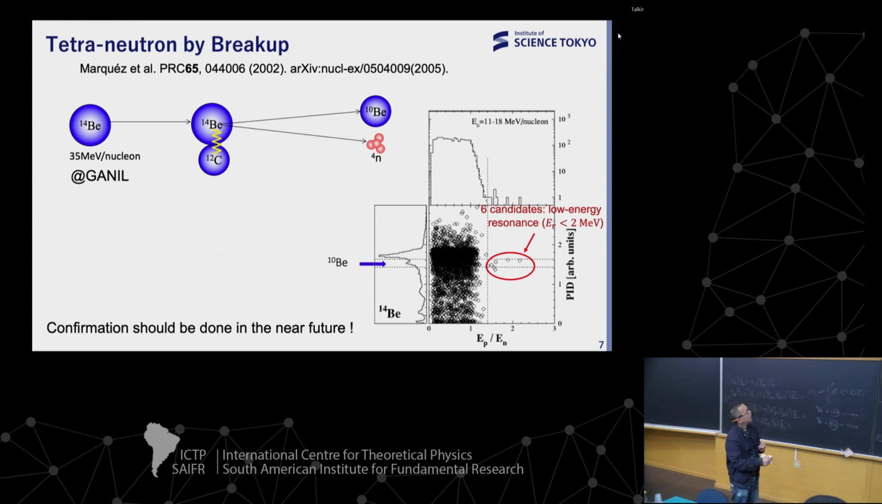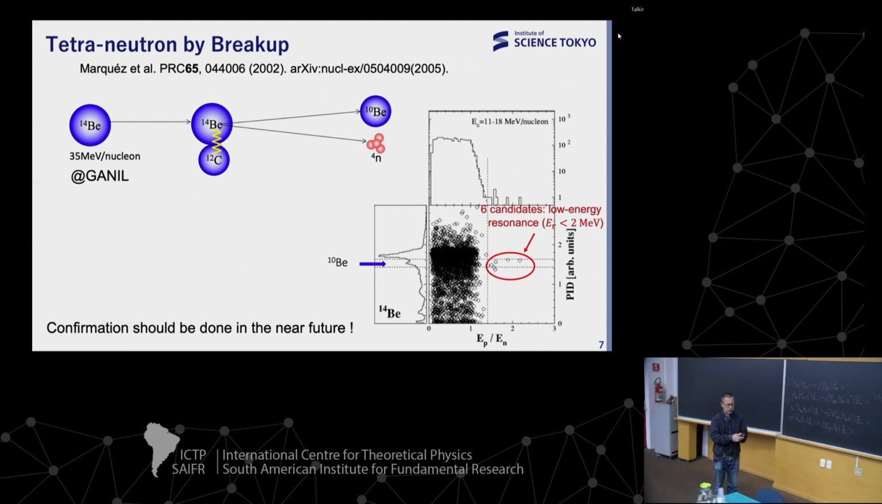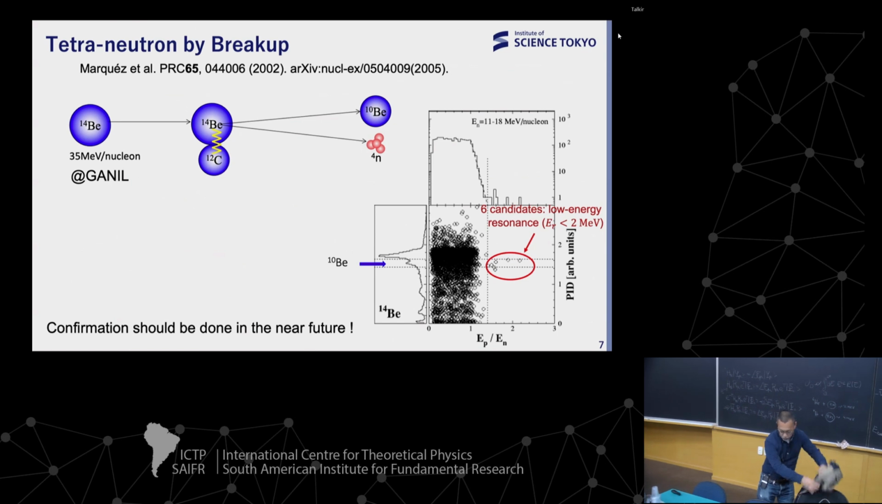is due to this resonance or bound tetraneutron state. Maybe the recoil proton has larger energies like this. So this is a kind of trigger for this tetraneutron. But finally, the conclusion was not so clear, I think.